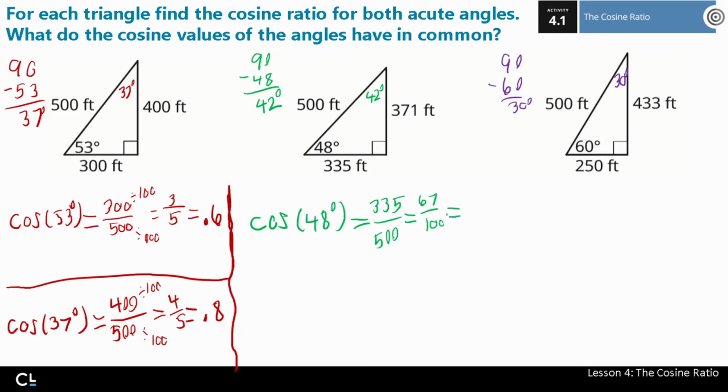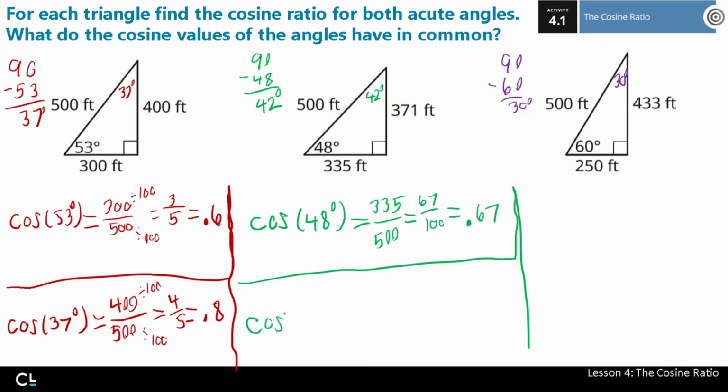Then we just plug that into our calculator to get our decimal. So we get 67 divided by 100. It's just going to be 0.67. So looking at our values so far, we might start seeing some patterns showing up here, right? Start looking for patterns between what our angle measure is and what our cosine value is.